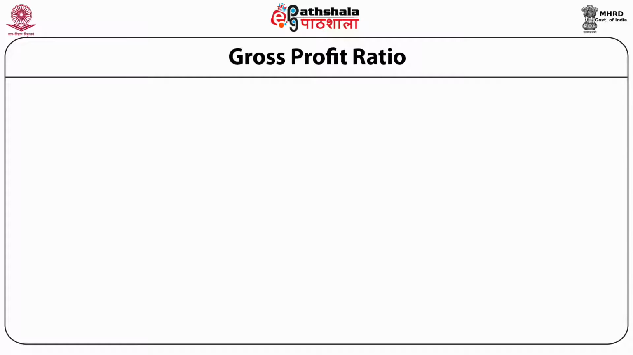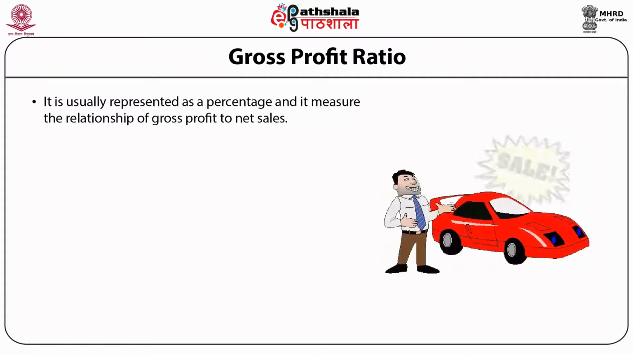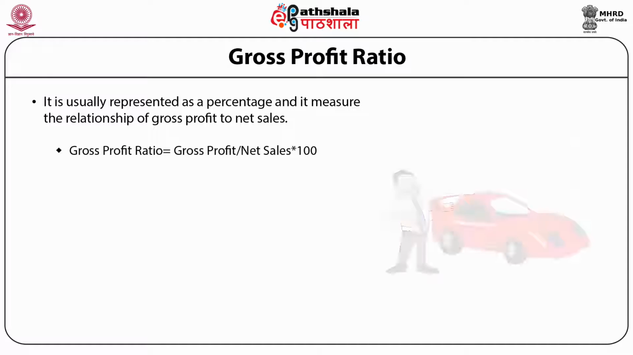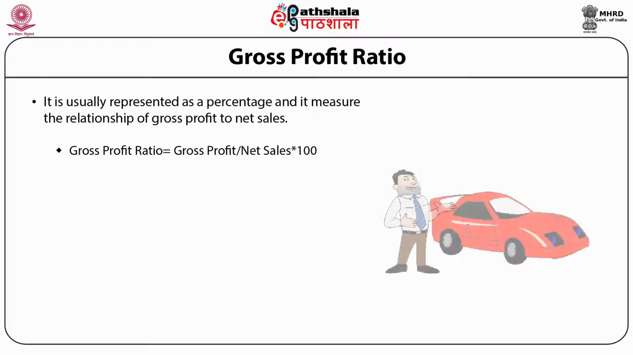First ratio, gross profit ratio. It is usually represented as a percentage and measures the relationship of gross profit to net sales. It can be calculated by dividing the gross profit by sales. That is, gross profit ratio is calculated by using the formula gross profit divided by net sales multiplied by 100.